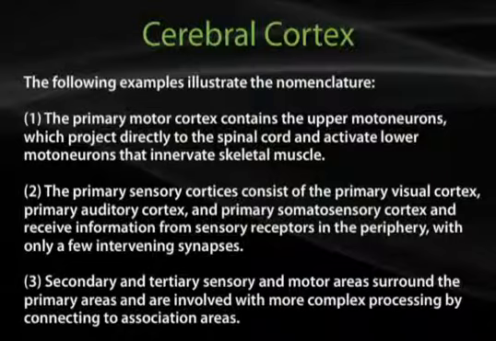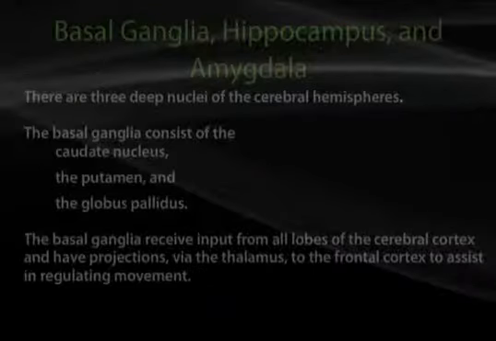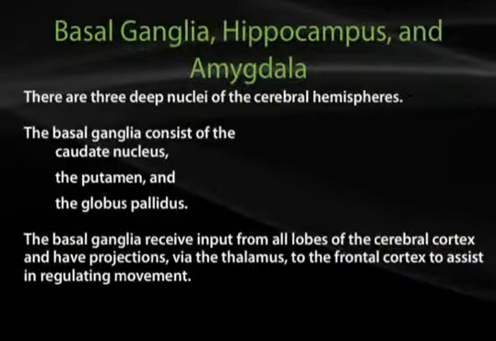Basal ganglia, hippocampus, and amygdala. There are 3 deep nuclei of the cerebral hemispheres. The basal ganglia consist of the caudate nucleus, the putamen, and the globus pallidus. The basal ganglia receive input from all lobes of the cerebral cortex and have projections via the thalamus to the frontal cortex to assist in regulating movement.